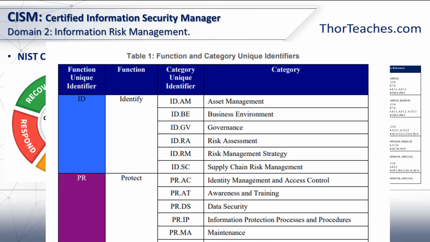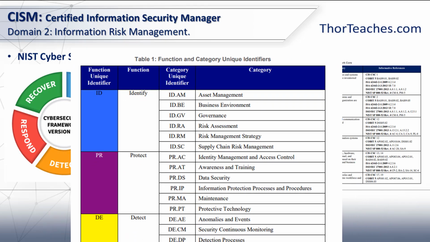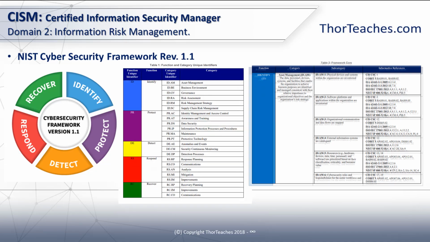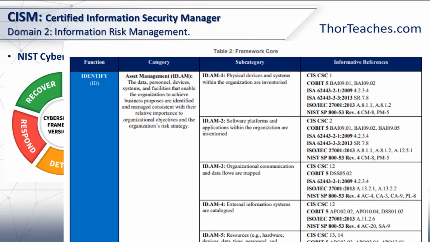If we start by looking at Identify, then you can see it has Asset Management, Business Environment, Governance, Risk Assessment, Risk Management Strategies, and Supply Chain Risk Management. And then each of those areas drill down into even more detail. And it references all the frameworks that they suggest you use for that specific phase. So if we look at Identify and Asset Management, you can see this has even more subcategories.